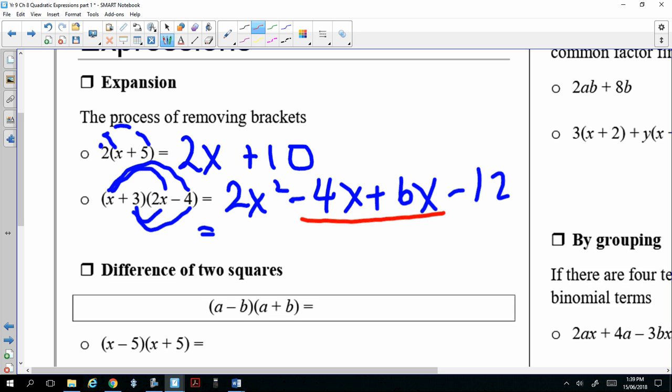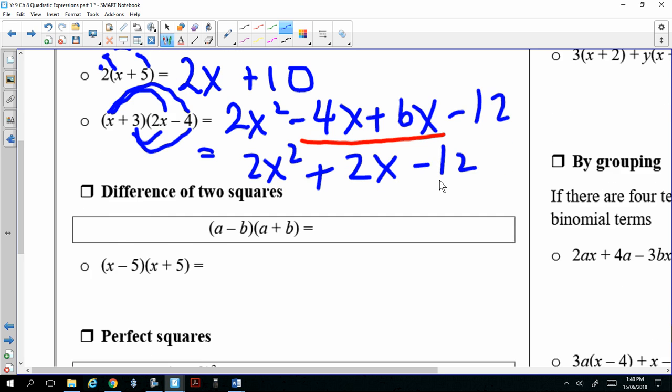Okay? So you collect like terms. So we get 2x, so negative 4x plus 6x is 2x, minus 12. Now, which one are you thinking of? The 3 has multiplied the 2x to give you 6x, or the 3 times the negative 4 gives you negative 12. So it's been used. Every term has been multiplied by every term from the other bracket. Alright, so once you do that, we have to look at another special type of expansion.